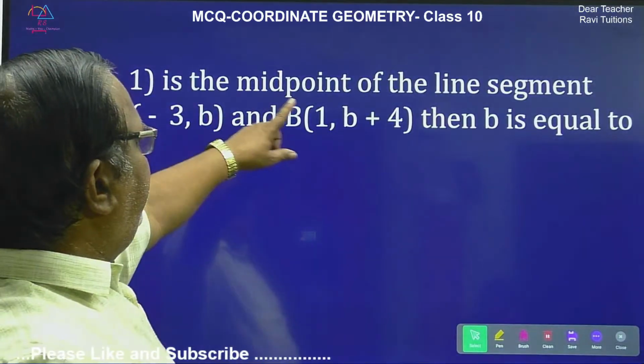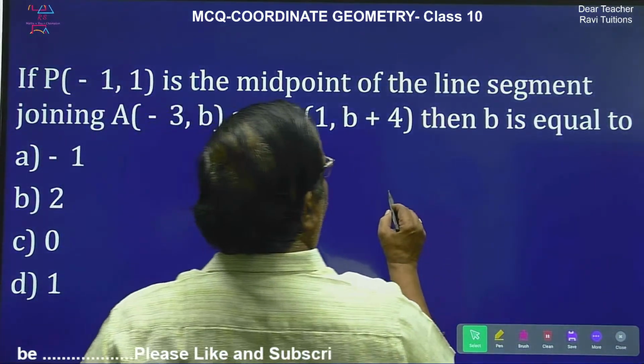P is the midpoint of the line segment AB. Tell me, find out this answer.